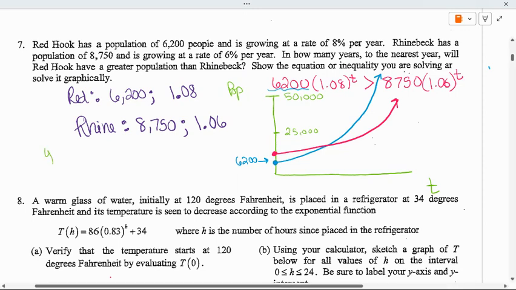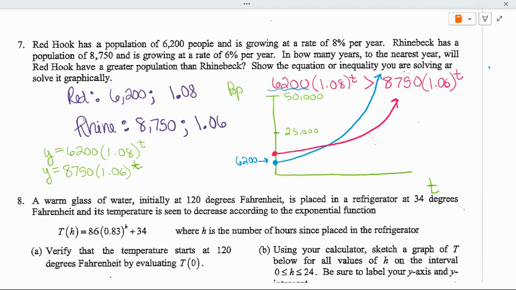So I want you to graph these either in your calculator or in Desmos. You can put them both in your calculator. Under your y equals 6,200 times 1.08 to the power of x, and y equals 8,750 times 1.06 to the power of x, and then go to your table of values and find out when they intersect. It's not going to be a whole number. It's easier to graph it and find their point of intersection. It's easier actually to do it in Desmos.